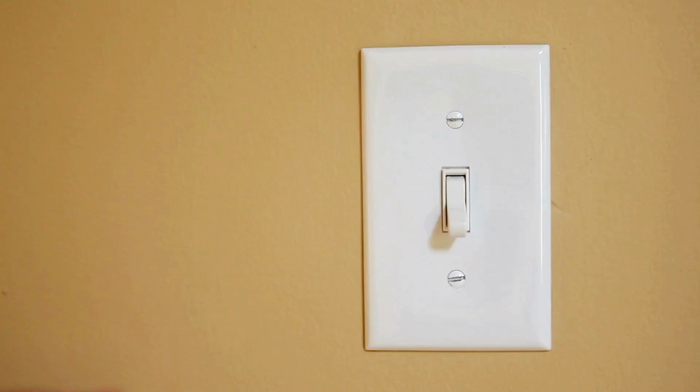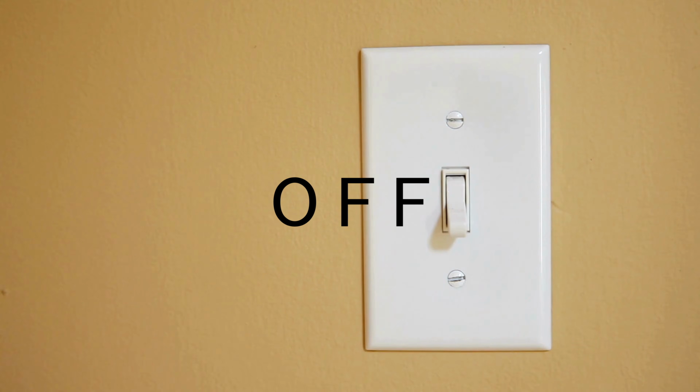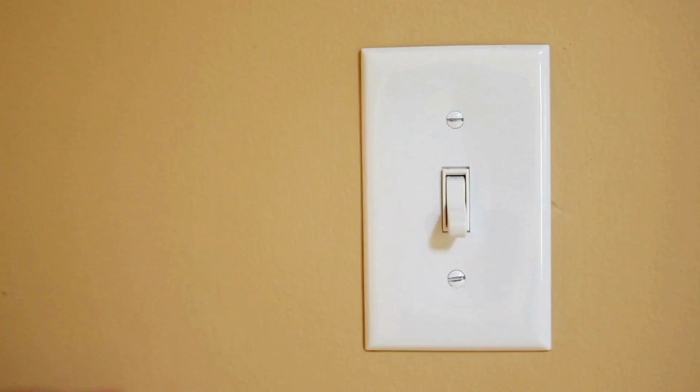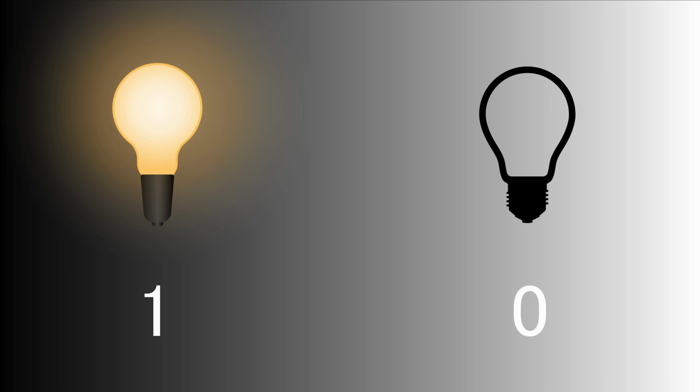Let's start with the absolute basics. Imagine a simple light switch in your house. It has two states, on or off. That's it. No in between. And well, for a computer, on means a tiny electrical current is flowing, and off means it isn't. We represent these two states with just two numbers, one for on and zero for off. This isn't just a simple code, it's an entire number system called binary.